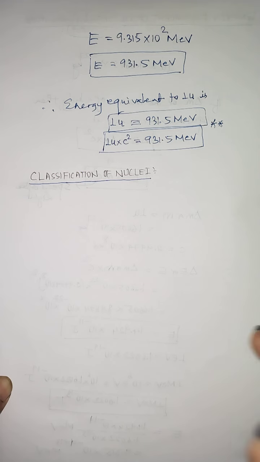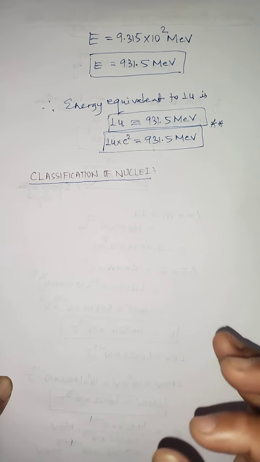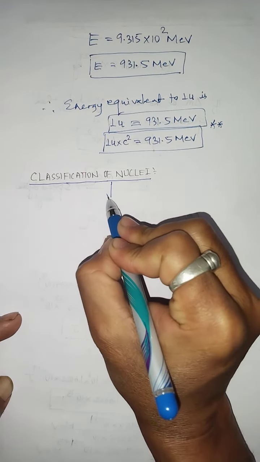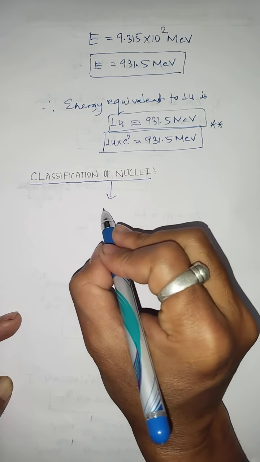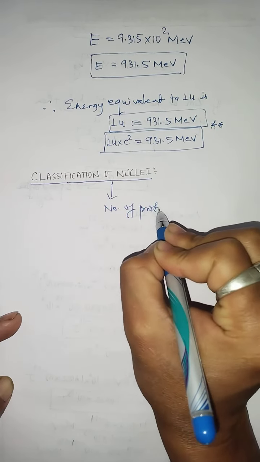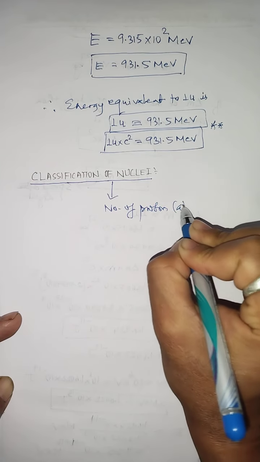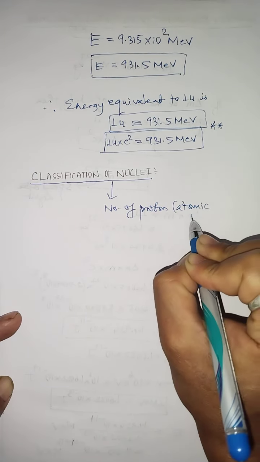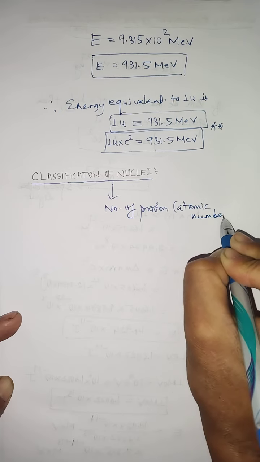The number of protons and neutrons present inside the nucleus. That's why the nuclei have been classified. Nuclei have been classified on the basis of the number of protons. When we do the classification of nuclei, we classify nuclei on the basis of what? Number of protons. And you know, the number of protons is also called what number? As you have learned already, it is called atomic number.